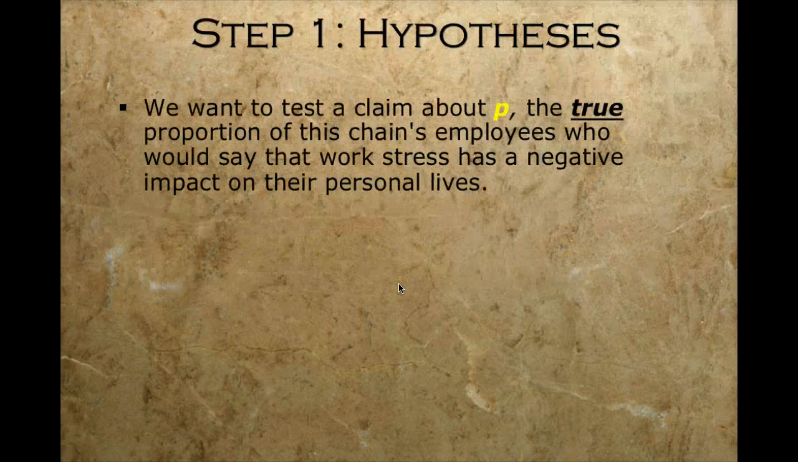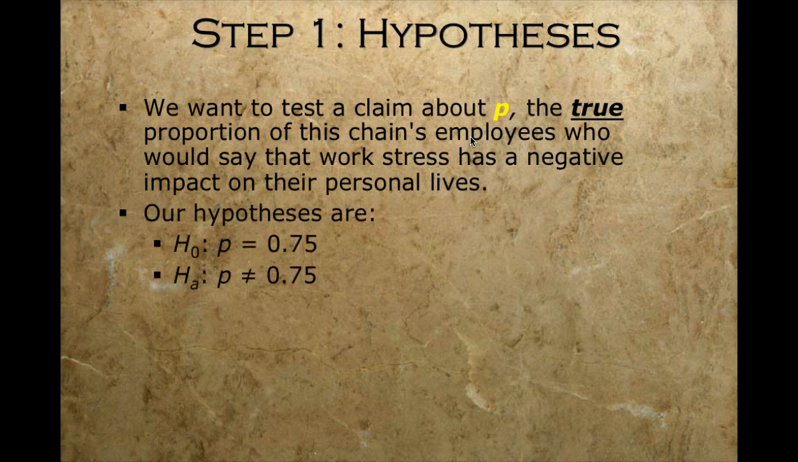Step 1, we need to identify our population and parameter. In this case, we want to estimate or test about our true population proportion p, the true proportion of the chain's employees who would say that work stress has a negative impact on their lives. Notice my population in this case is all of the chain's employees.